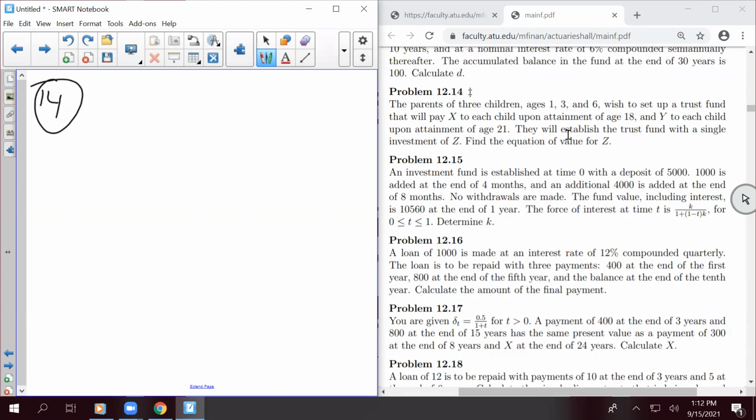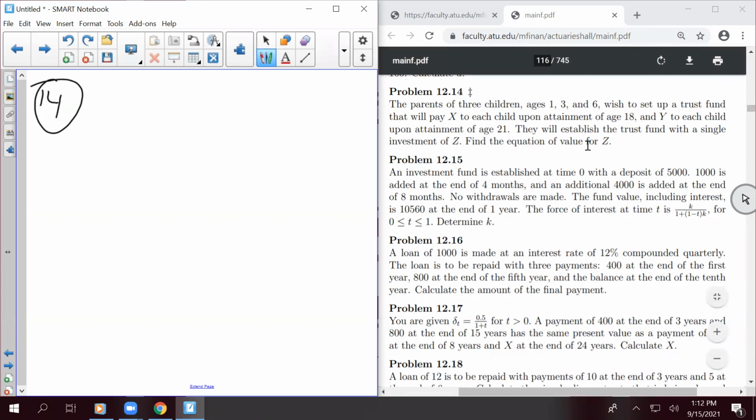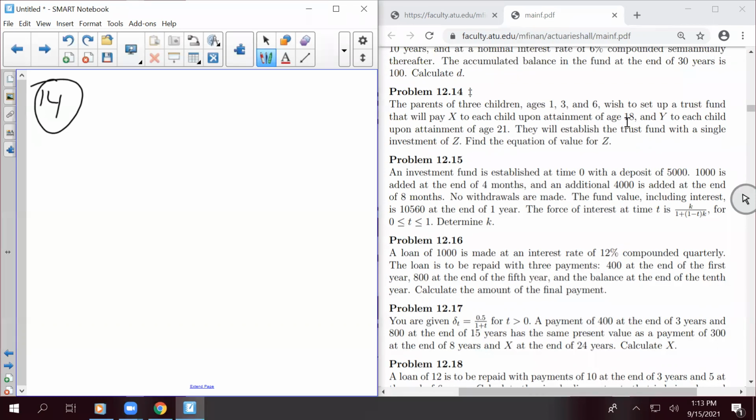Yeah, nice. So what will be the equation of value of Z? In a way, this is an even more useful problem. You might think the more useful problem would be: let's say I invest Z now, what should that Z be so that by age 18 each child gets 6,000 and by age 21 each child gets 8,000? That looks like a more practical problem, right? But the way it is, it's even more useful because you can leave it flexible, and play around with the X and Y once you have that kind of equation.